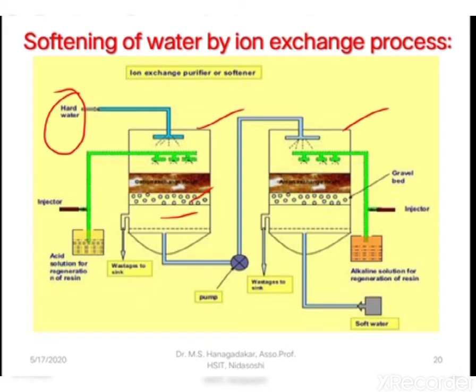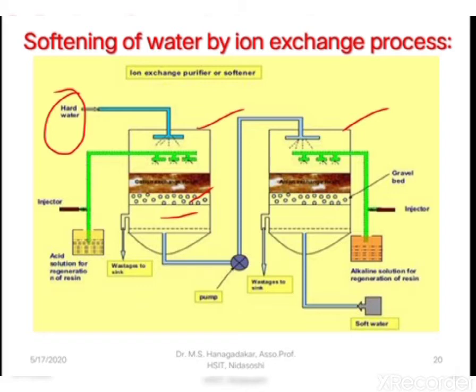In this first compartment, there is an exchange of cations of hard water, like calcium and magnesium ions. As a result, the water that comes down is free from calcium and magnesium ions. These resins are capable of exchanging the ions by releasing hydrogen ions into the water.